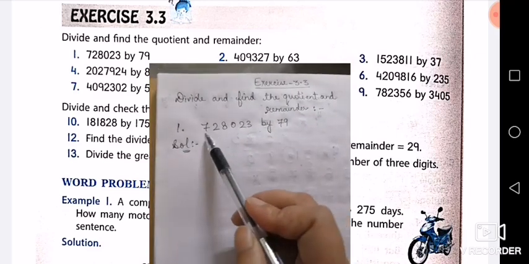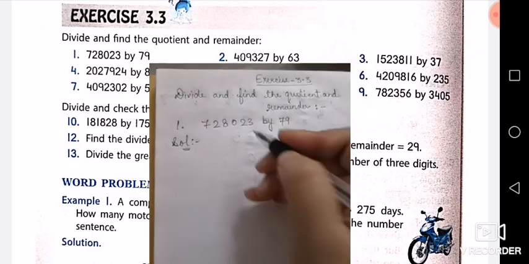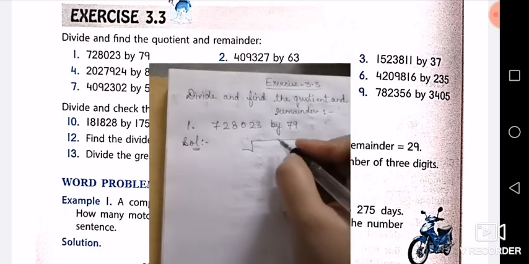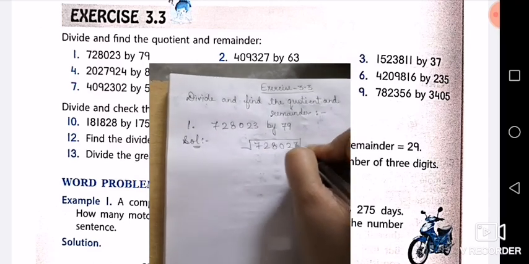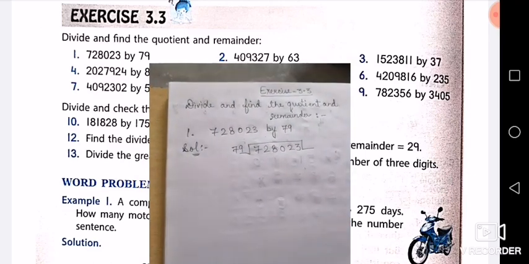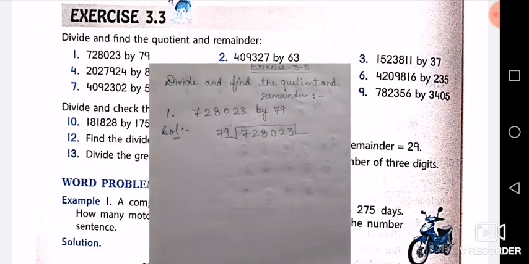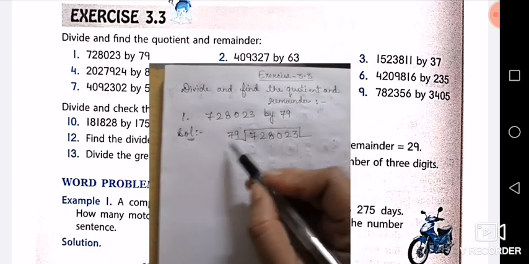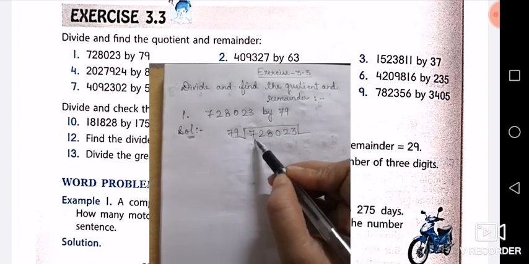So what is this number? This number is the dividend. And what is the divisor? 79. So we'll write this sum in the way of division. 728,023 is going to be divided by 79. As I told you, by looking at the question you will be able to know how many digits we are going to take. Now here in 79, 2 digits are there. Now again we are going to start with a 2-digit number only.